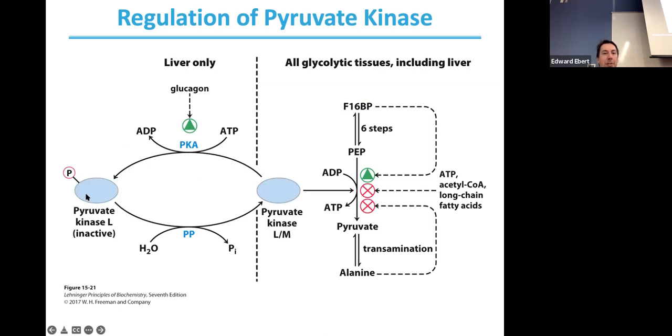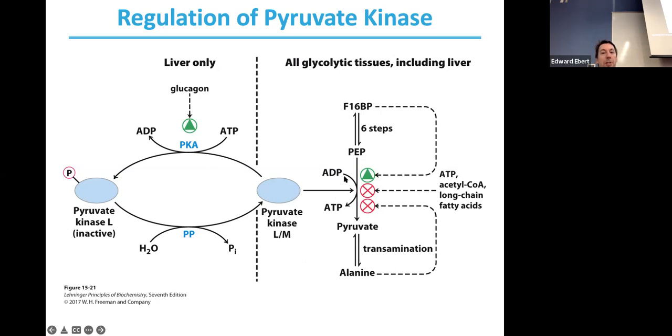So if we look at this, we can see phosphorylation, it's inactive; dephosphorylation, it's active. Glucagon is going to stimulate phosphorylation to turn it off. And then, of course, over time, if we don't have the presence of glucose, our protein kinase A won't be activated. We will instead see this pyruvate phosphatase that will dephosphorylate.